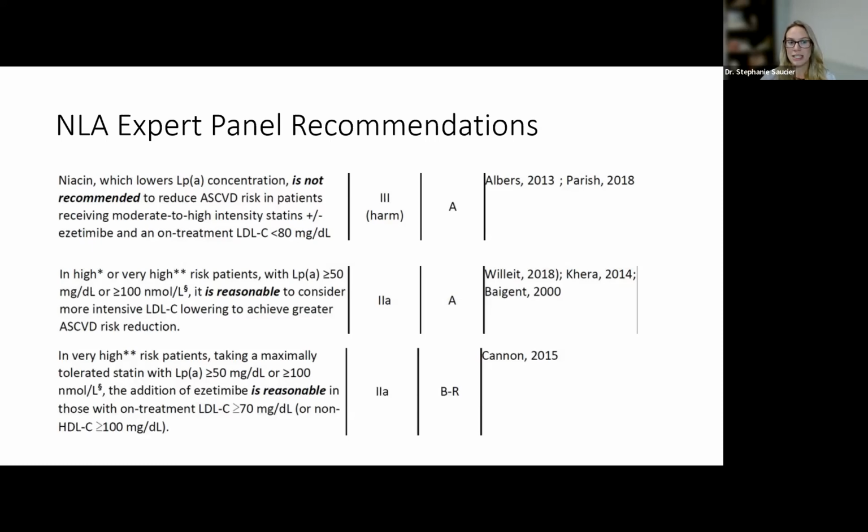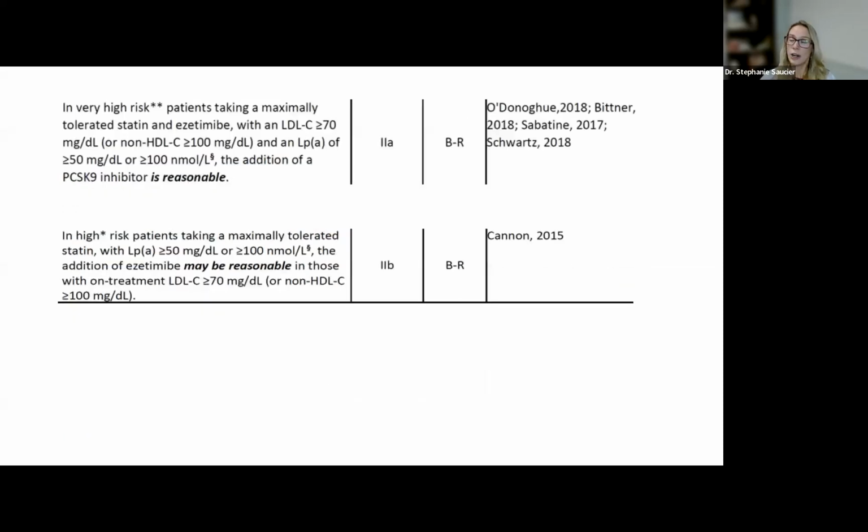In very high risk patients taking a maximally tolerated statin with an Lp(a) of greater than 50 milligrams per deciliter or greater than 100 nanomoles per liter, the addition of ezetimibe is reasonable in those patients with on-treatment LDL-C levels greater than 70 or non-HDL greater than 100. In our very high-risk patients taking a maximally tolerated statin and ezetimibe with an LDL-C of greater than 70 milligrams per deciliter and an Lp(a) of greater than 50 or 100, the addition of a PCSK9 inhibitor is also reasonable. And in high-risk patients taking a maximally tolerated statin with an Lp(a) greater than 50 or 100, the addition of ezetimibe may be reasonable in those on treatment.